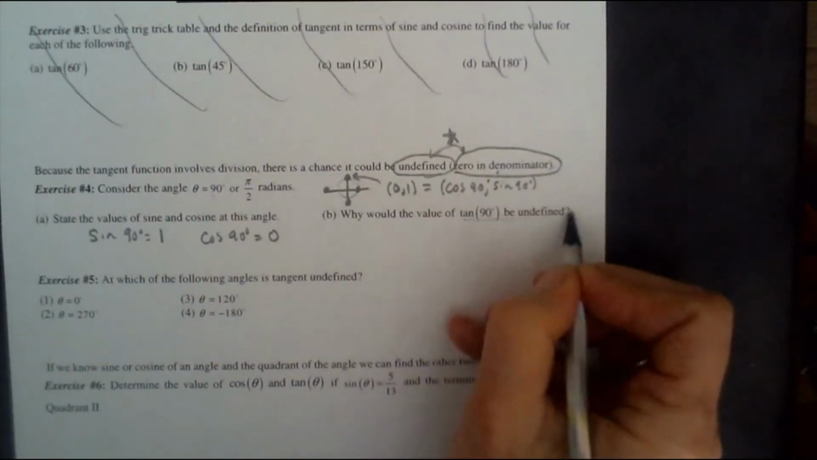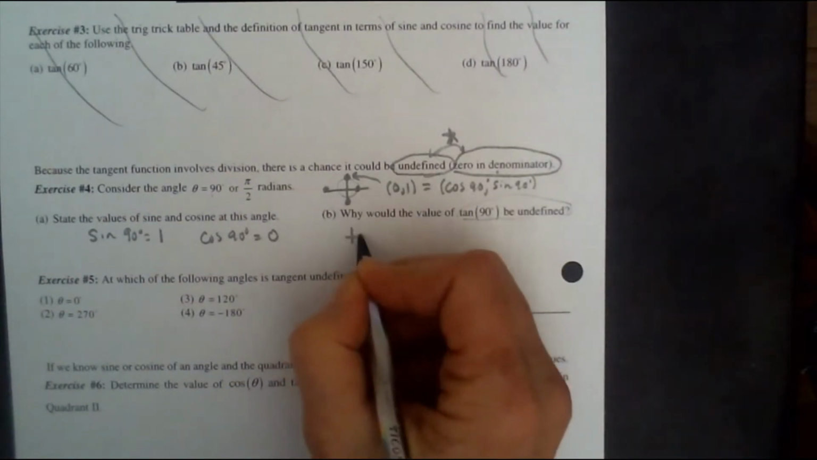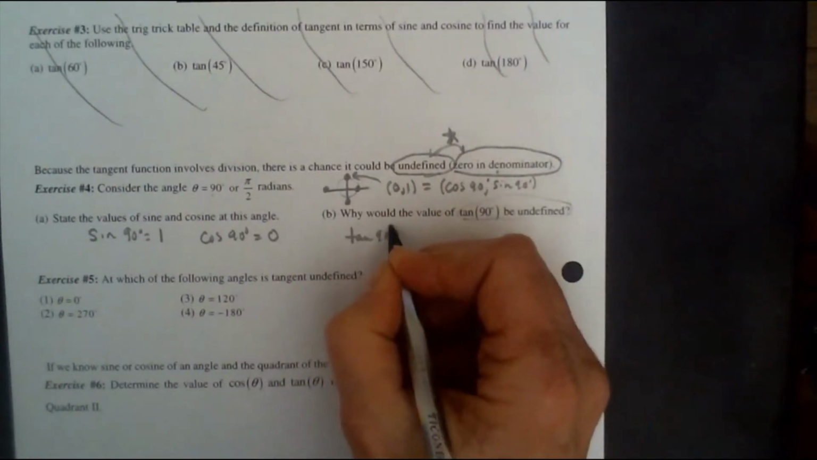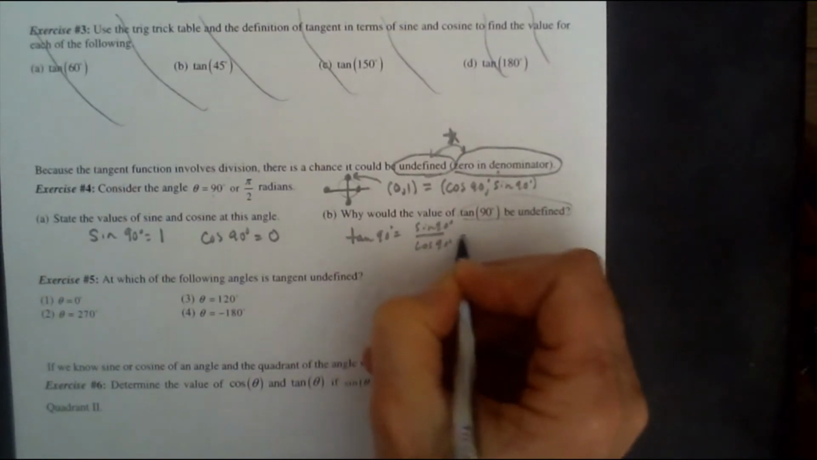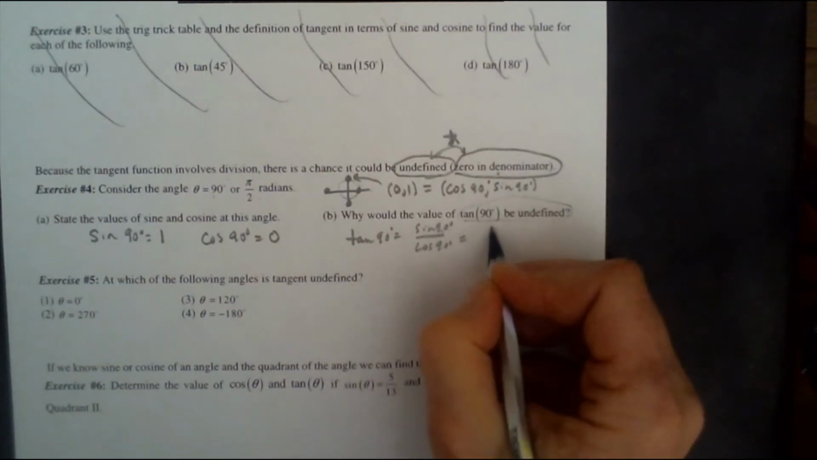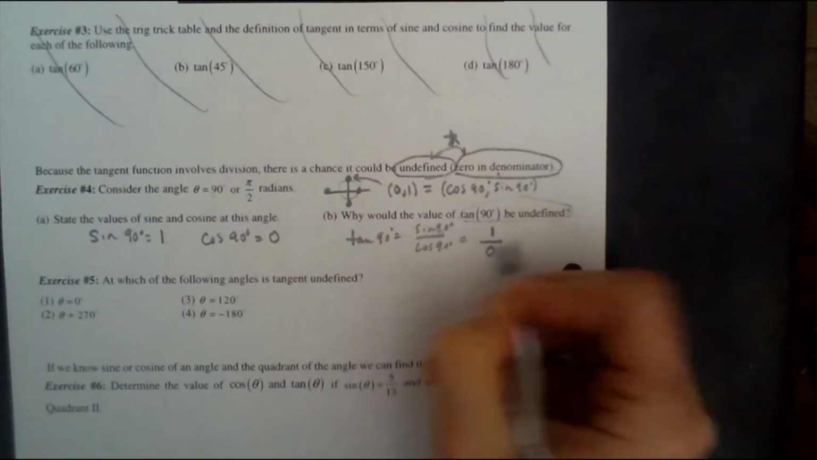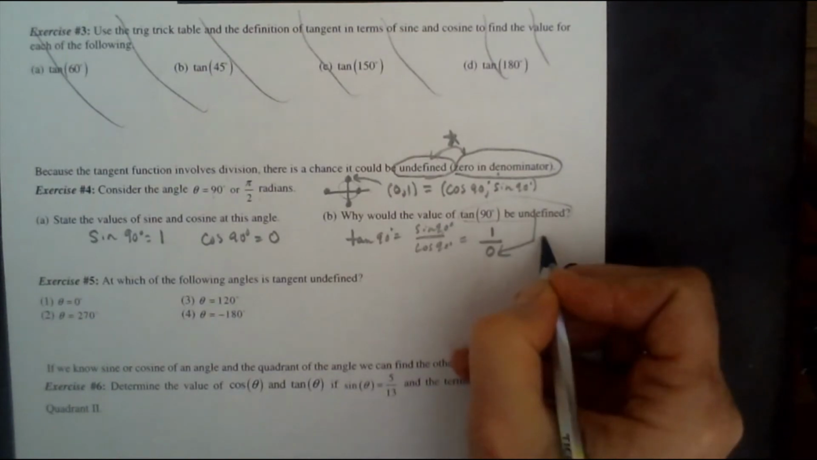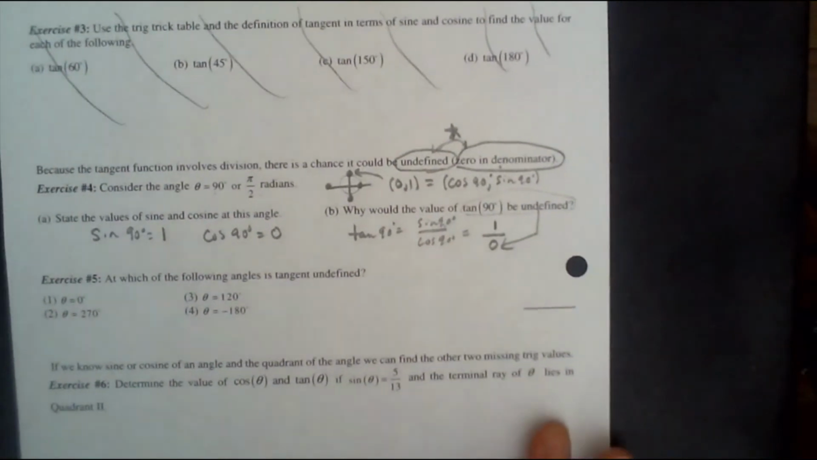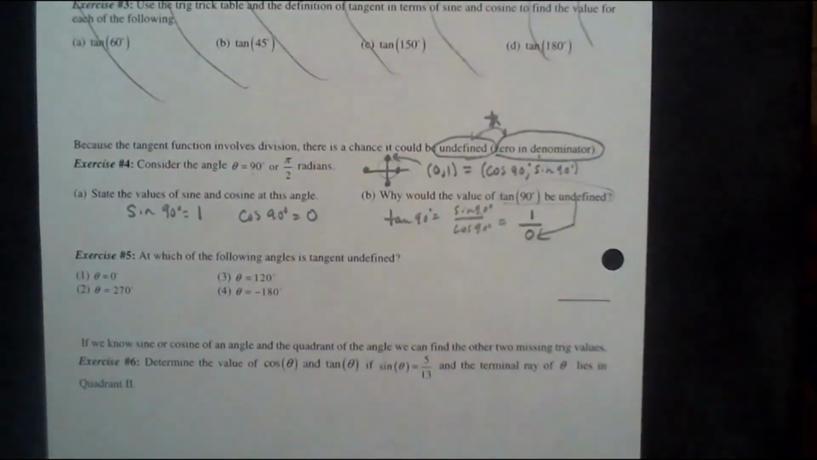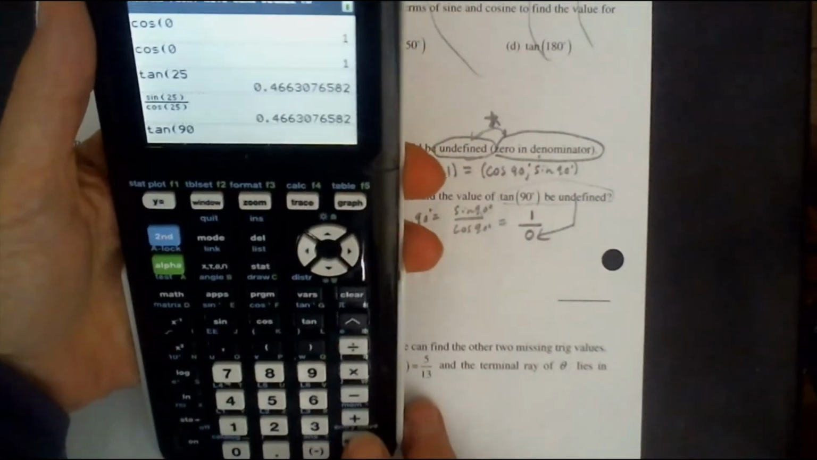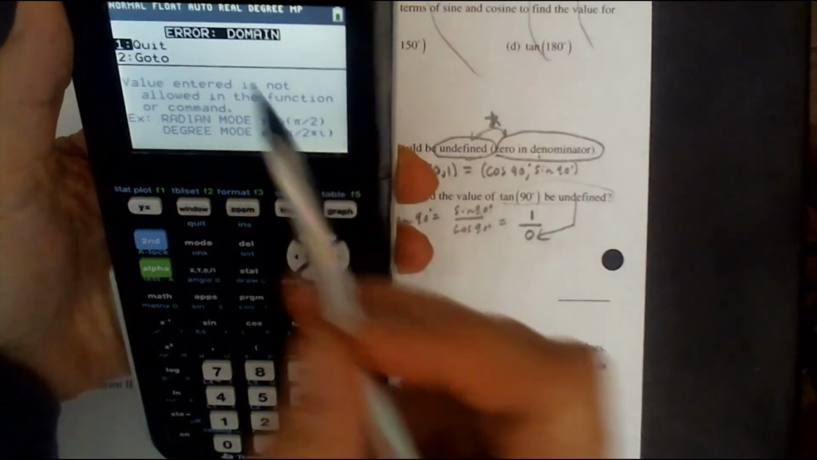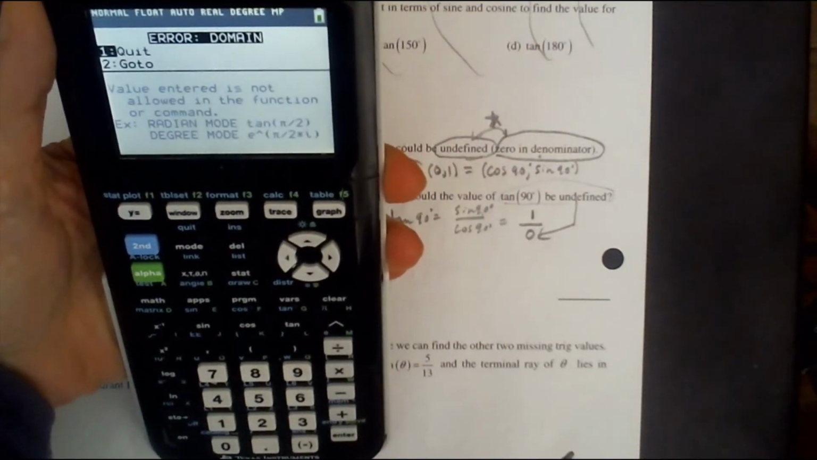Now, why would tangent of 90 degrees be undefined? Well, because the tangent of 90 degrees is equal to the sine of 90 degrees divided by the cosine of 90 degrees. Well, the sine of 90 degrees is 1. Cosine of 90 degrees is 0, undefined. Uh-oh, you can't have a 0 in that denominator. So that is why if your calculator is in degrees mode, and if you try to do a tangent of 90 degrees, you will see that you'll have an error because you cannot divide by 0.